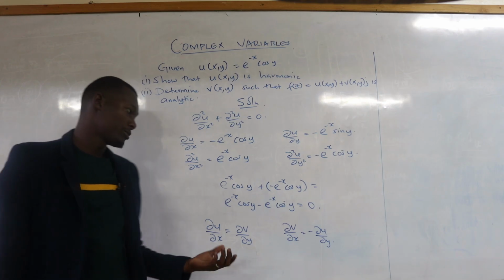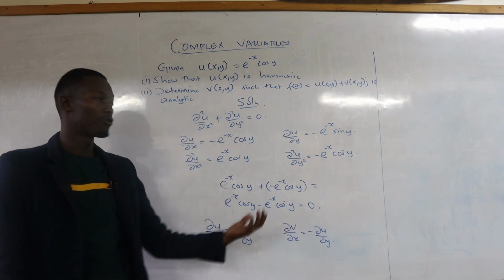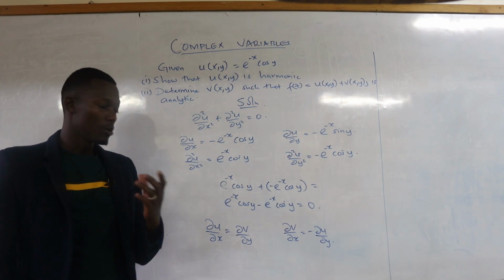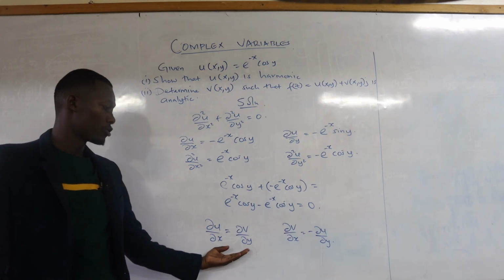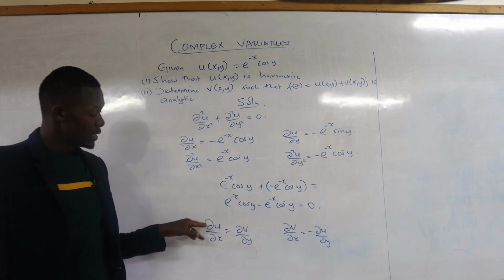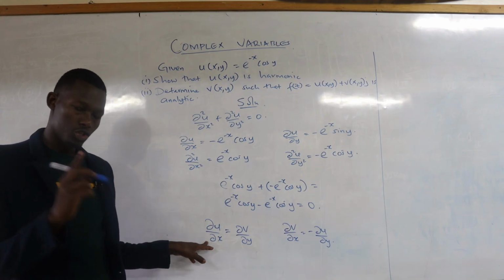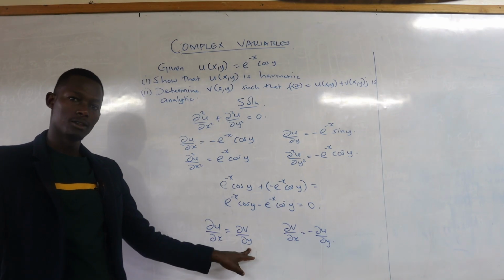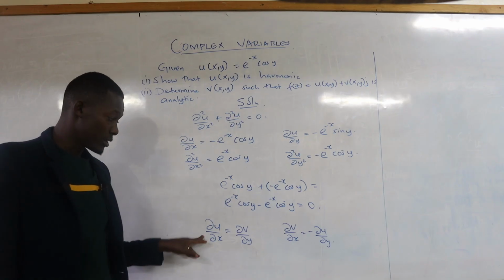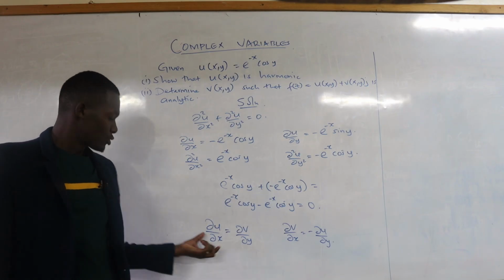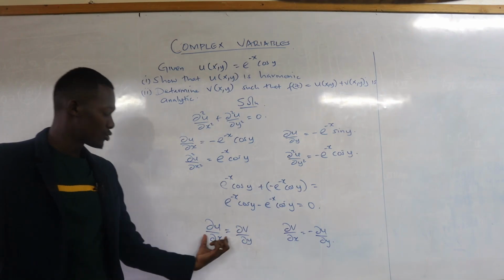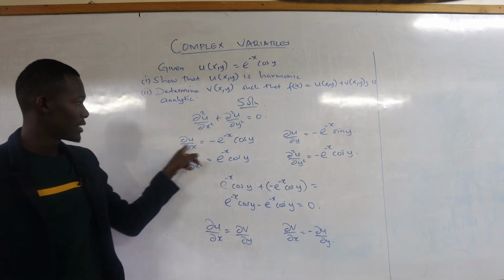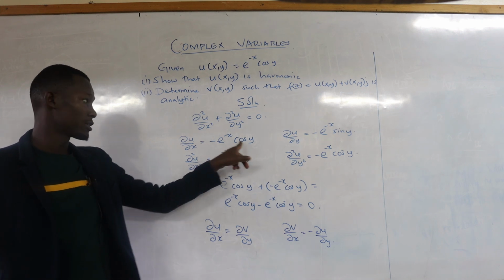This is very important because this is where you start solving for v. We start with the first condition: du dx should be the same as dv dy. So if du dx is the same as dv dy, what is our dv dy? We come to du dx. What did we find as our du dx? Negative e to the power of negative x, cosine of y.